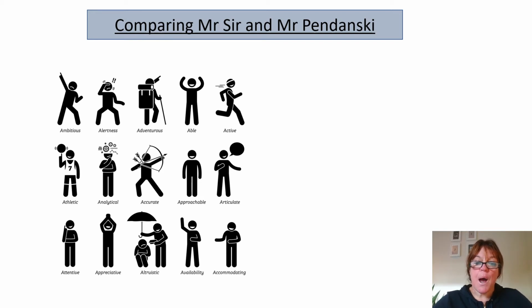You could be approachable. We already know, don't we, that Mr. Pendanski is approachable. But it's not just about positive attributes and qualities. It can have quite negative ones as well. If you are grumpy, if you are irritable, it's not just about positive qualities, it's about negative ones as well. So moving on, we're going to have a look at our Venn diagram.